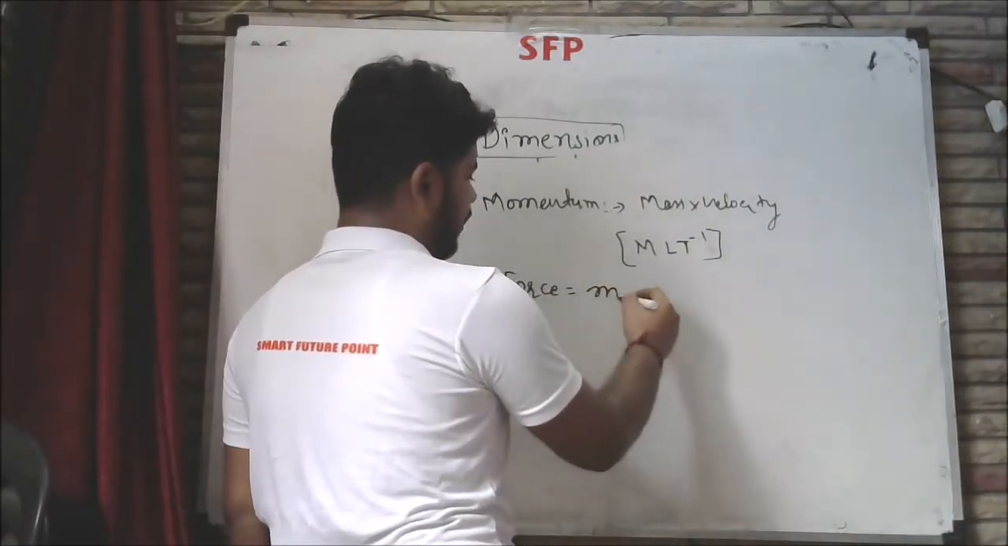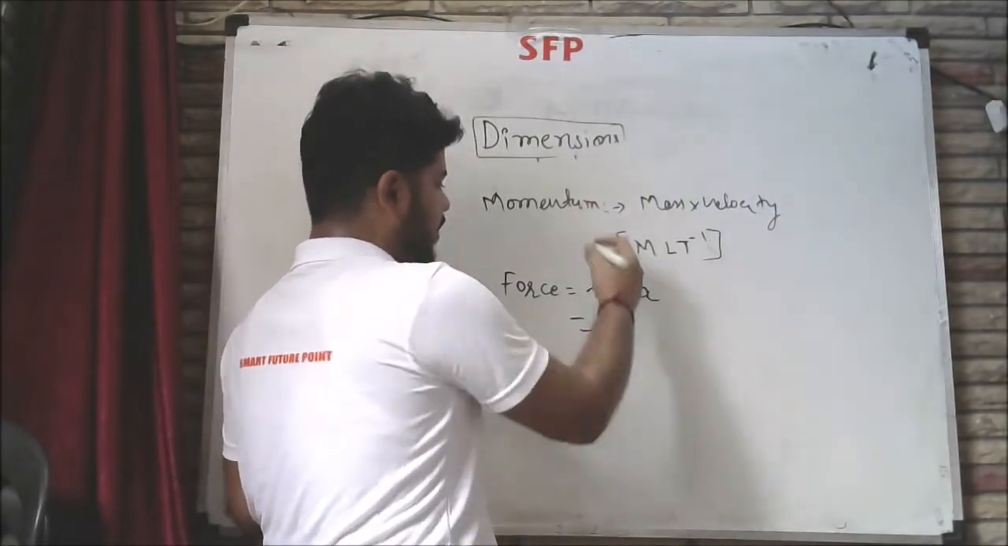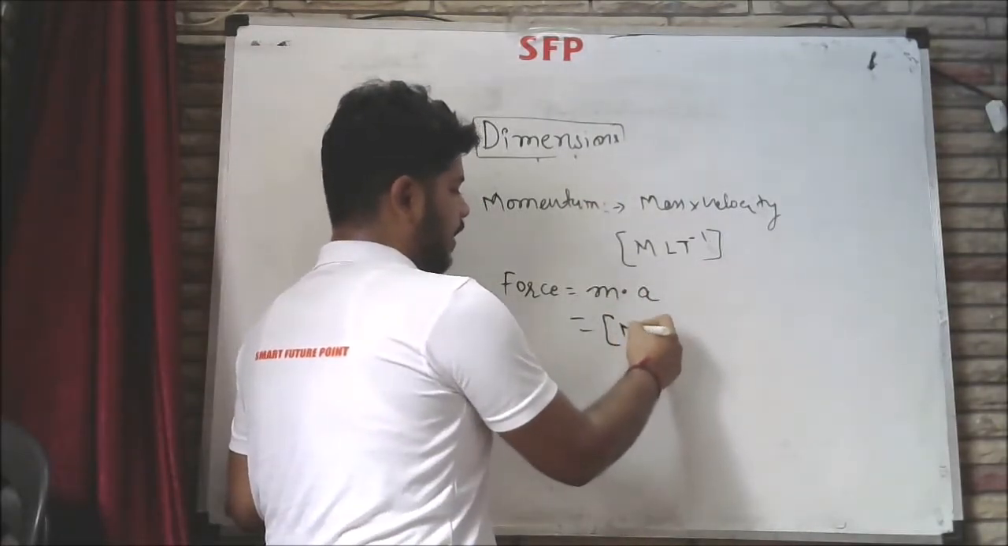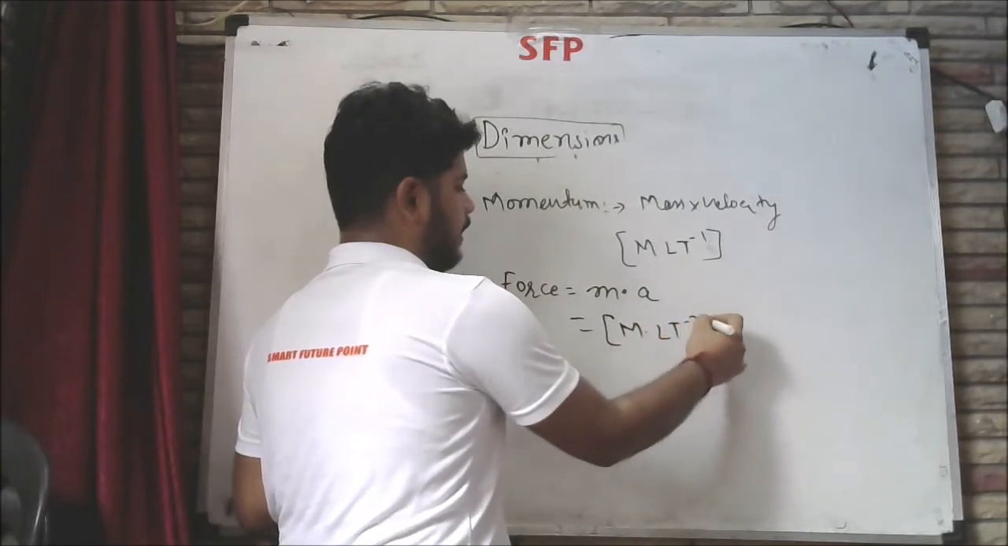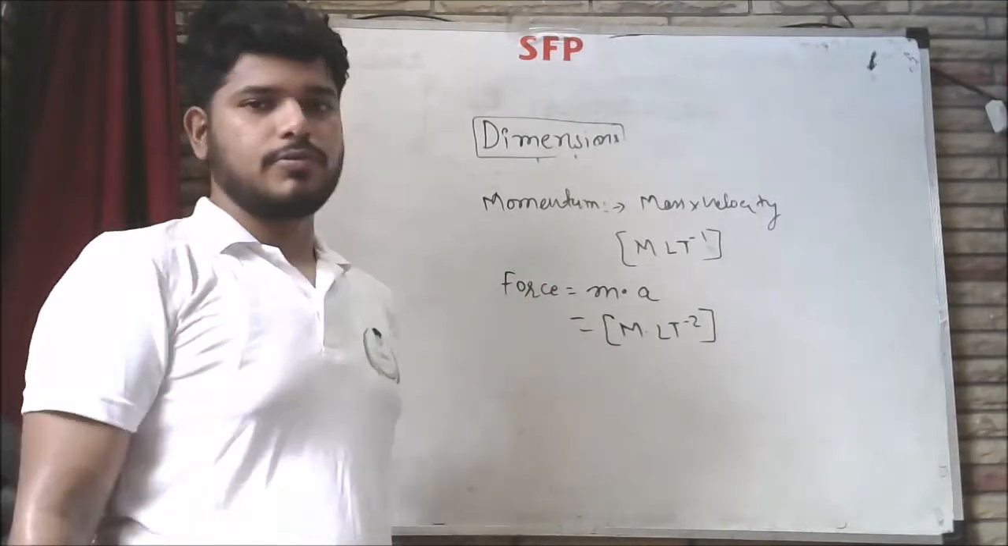Force is nothing but mass into acceleration. What will be the definition or dimension of force? Mass will be M, acceleration is LT minus 2. So this will be the dimension of your force, MLT minus 2.